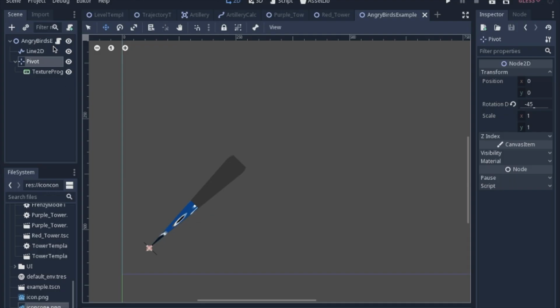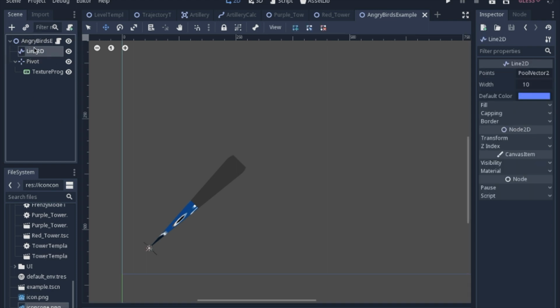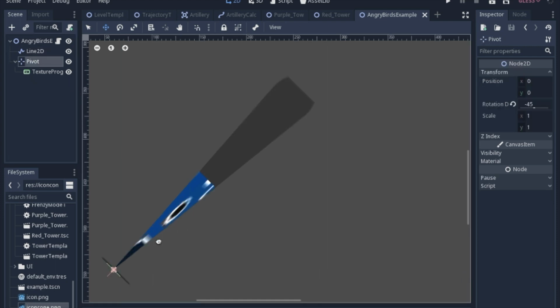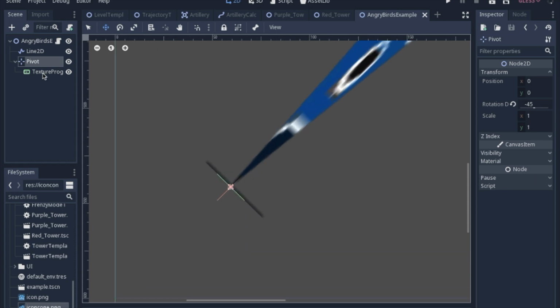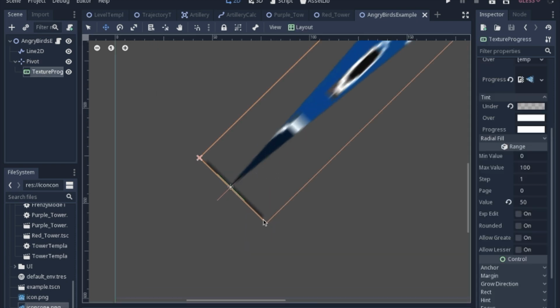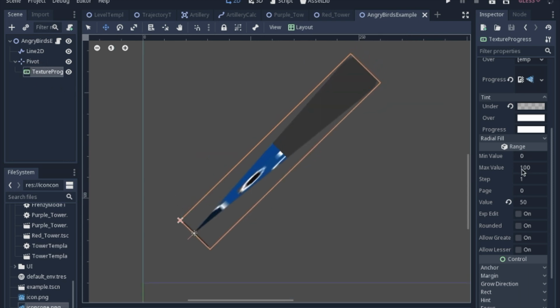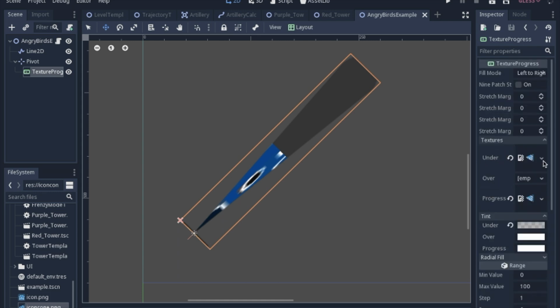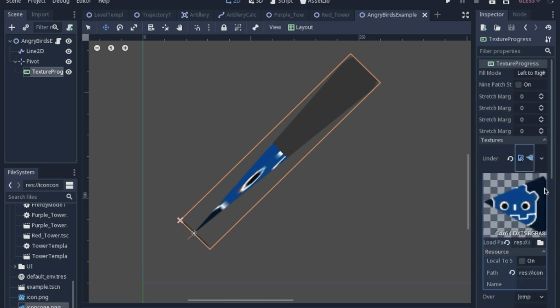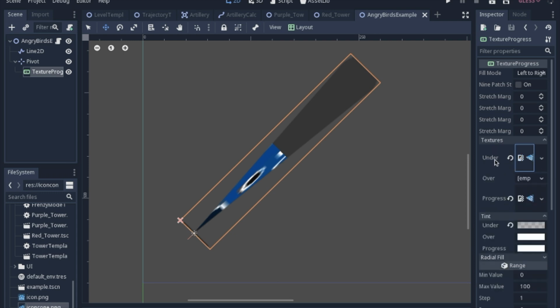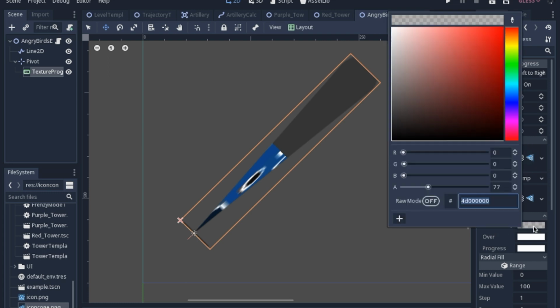So first of all, we have this Angry Birds trajectory that we're going to work on. It's just a Node2D with a Line2D that we're going to be adding an array of points to in the script. We have a pivot, which is just going to be this point, and then this texture progress is offset to pivot nicely with the pivot point. This texture progress is going to go from 0 to 100, and the textures are just this little cone-shaped Godot icon, and both the under and the progress are the same icon. I just tinted the under icon to lose all of its color and be gray with less alpha.